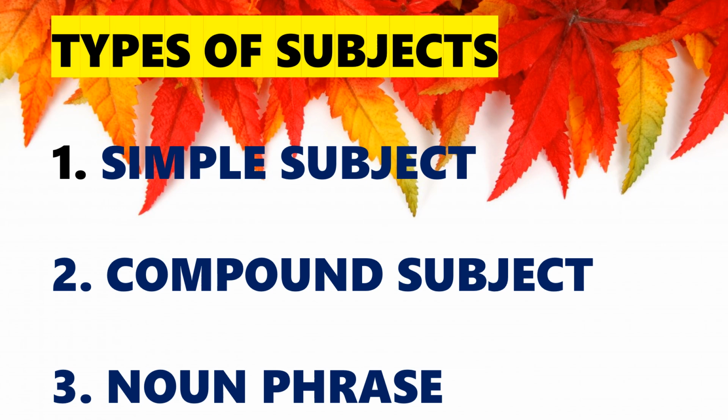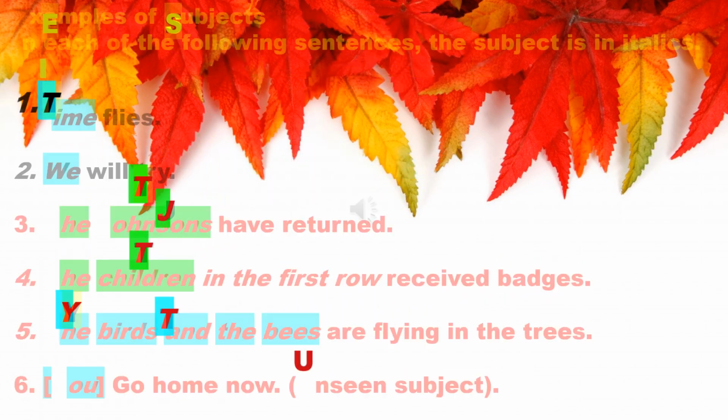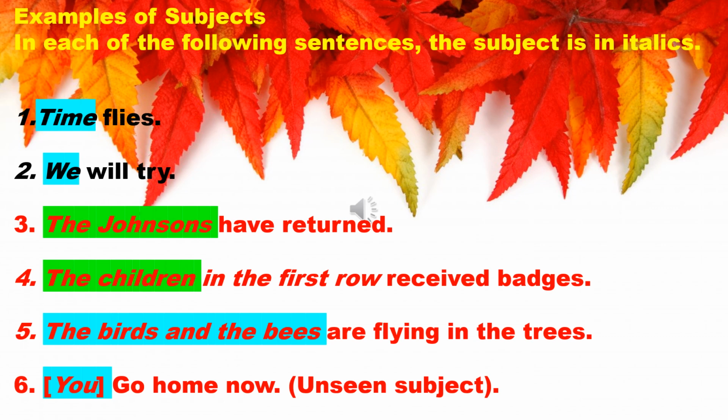So how many types of subjects are there? There are three types of subjects: simple subject with a single noun or pronoun, compound subject where we find two nouns or pronouns, and a noun phrase, a group of words containing a noun. Hope you understood. Read these sentences and try to understand more about the subject in each sentence. And the subject is given in italics in each sentence.